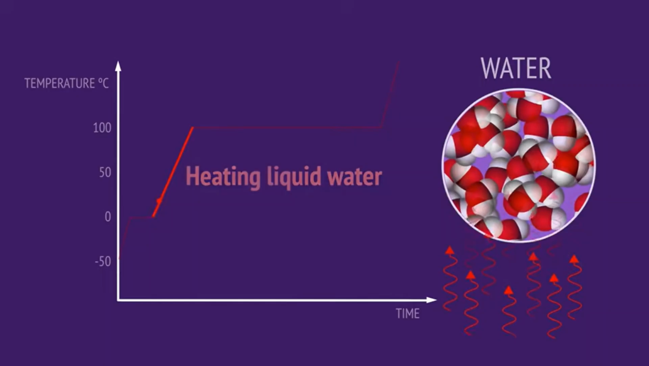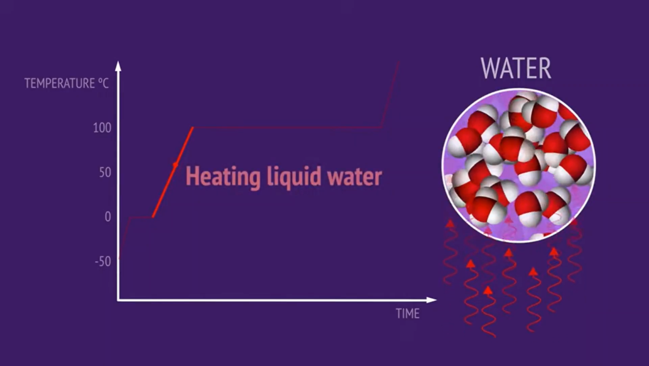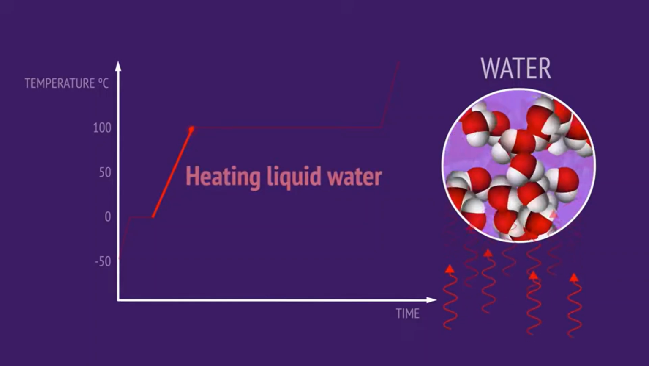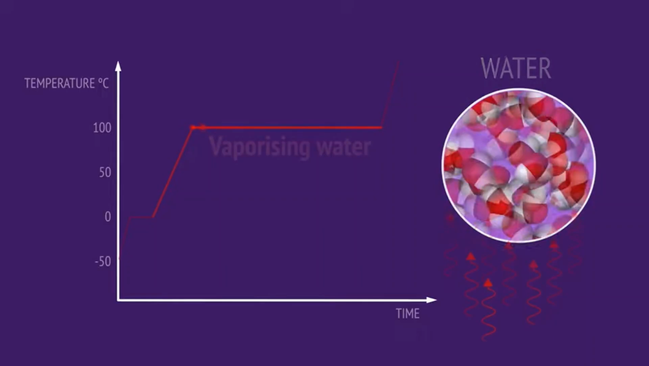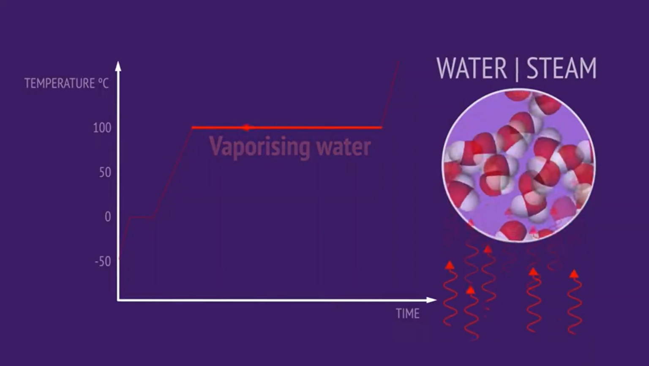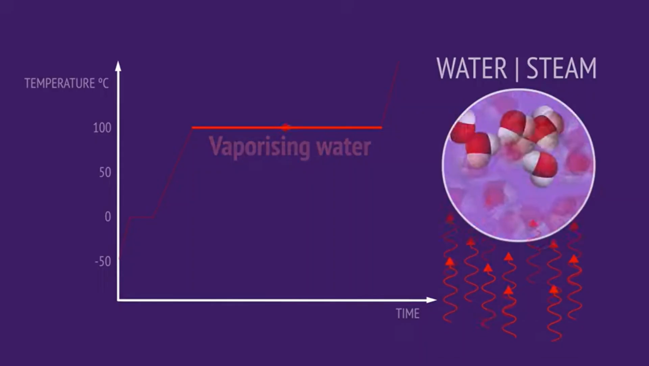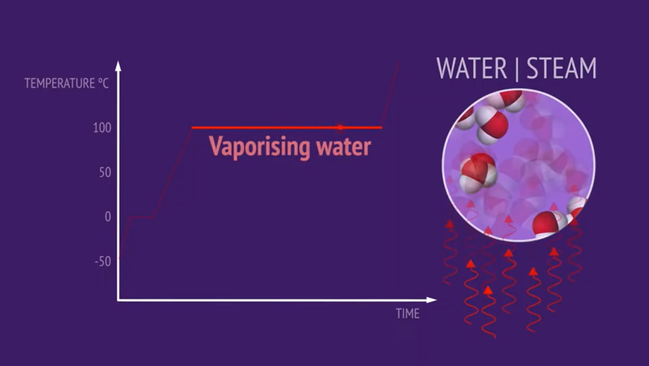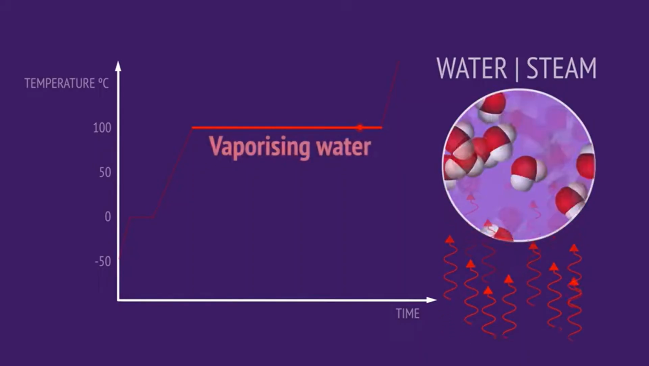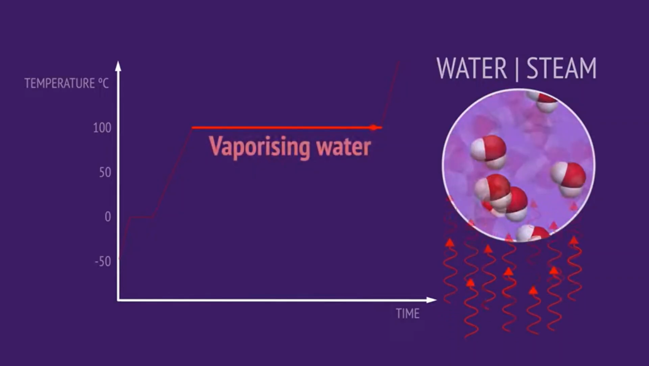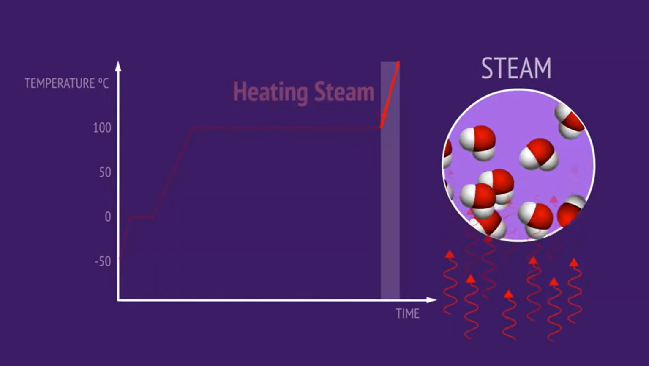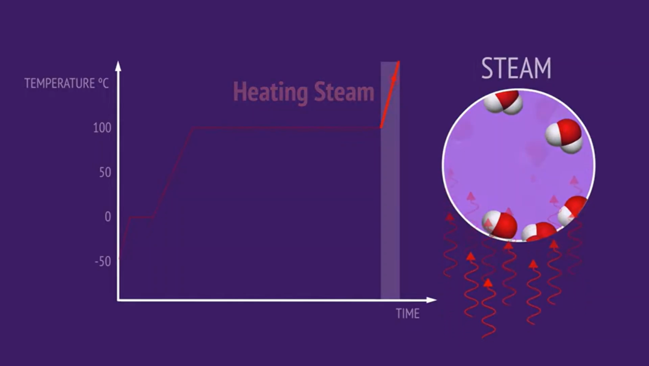When the water is heating, we see the temperature steadily increasing towards 100 degrees Celsius. As the water is boiling, the temperature remains constant at 100 degrees Celsius. This longer section of the graph shows that a relatively large amount of heat is required to boil water into steam. At this point, further heat will increase the temperature of the steam.